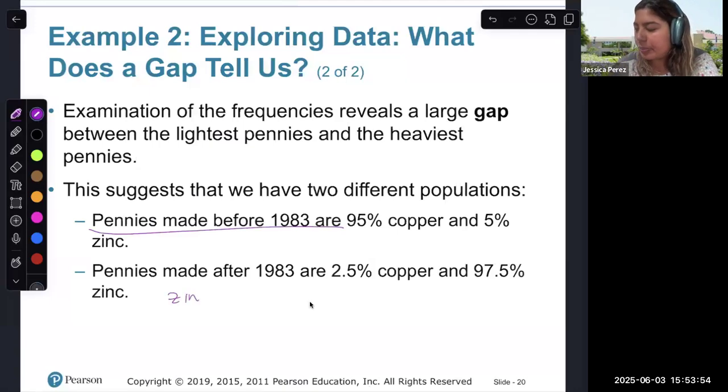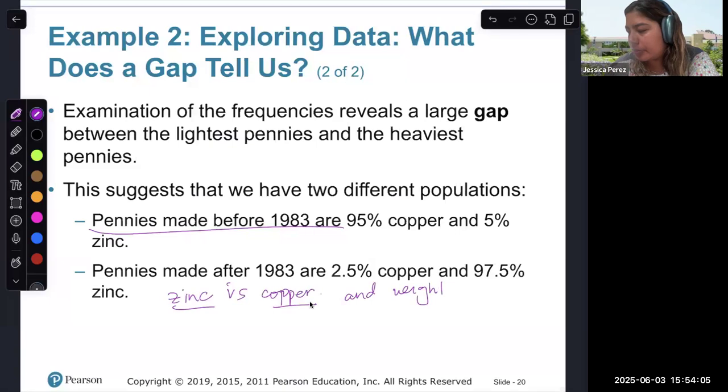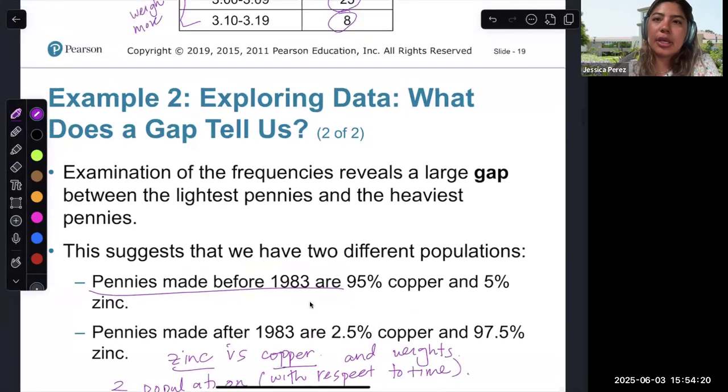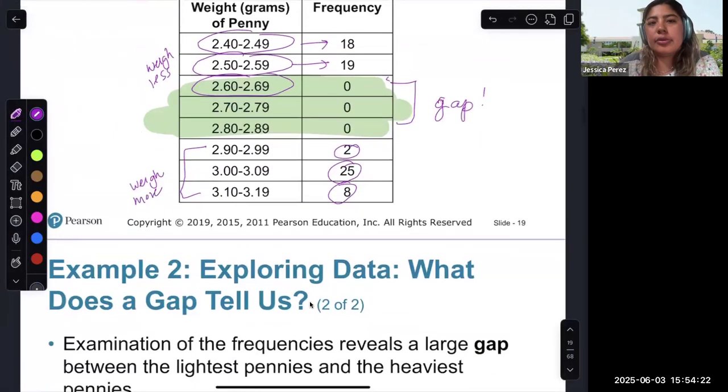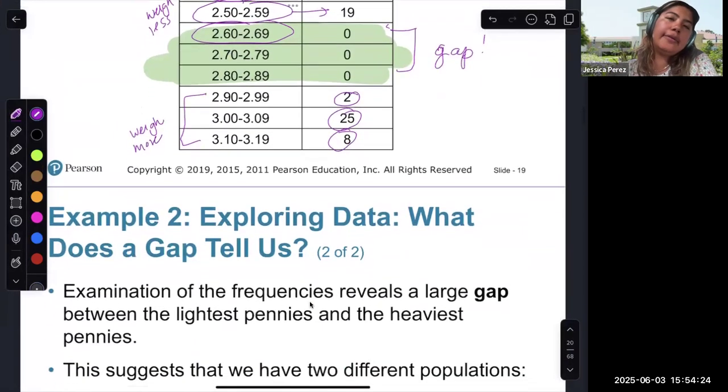So remember, zinc versus copper and their weights. And here we have two different populations with respect to time. So that's where we identify the gap between the lightest pennies and the heaviest.